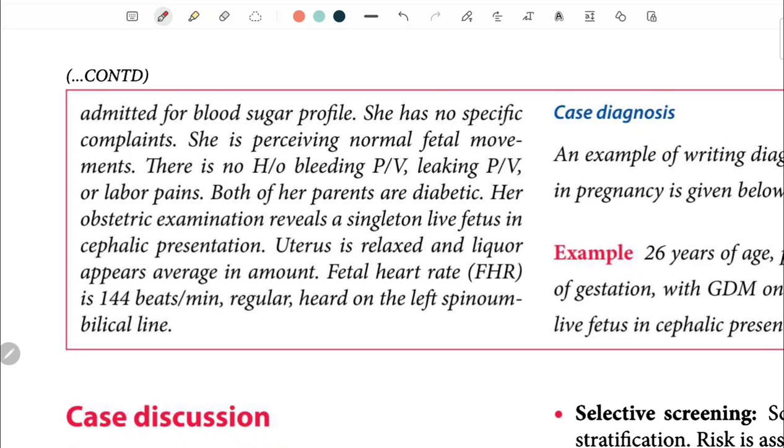Then her obstetric examination reveals a singleton live fetus in cephalic presentation. The uterus seems to be relaxed and the liquor is appearing average in amount. Fetal heart rate is, say, 144 beats per minute, regular, heard on the left spino-umbilical line.